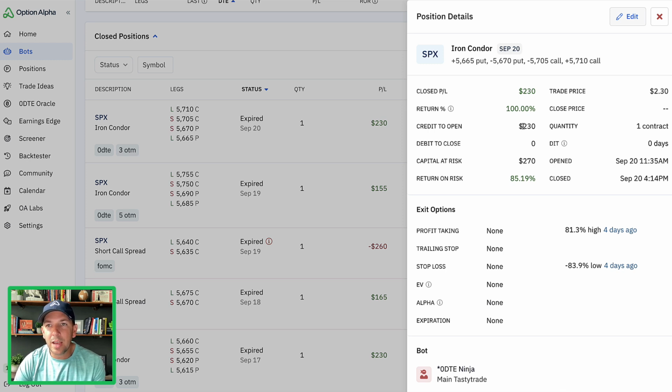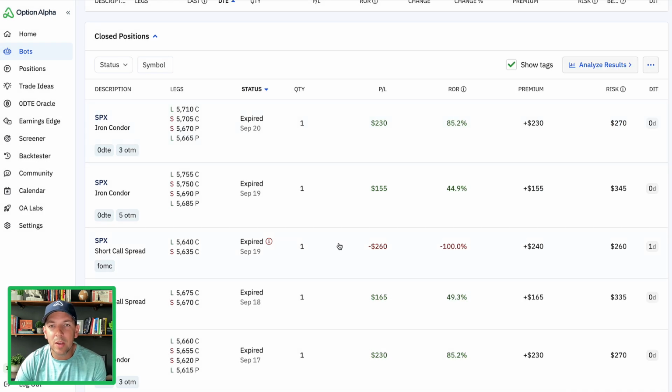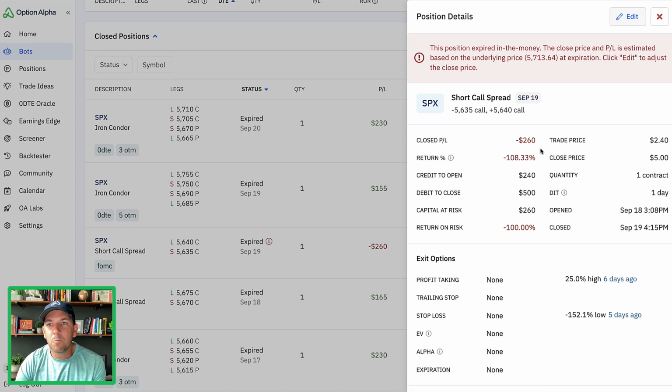This one we took in a credit of $230, and the market never got outside of our break evens that we had. So we had a nice wide iron condor here, and you can see it just settled to the full value. So that's an easy one, right? That's a winner, one that settles to the full value. This one was a loser. This one we took in a credit of $240, and this one did actually settle far outside of our break-even points.